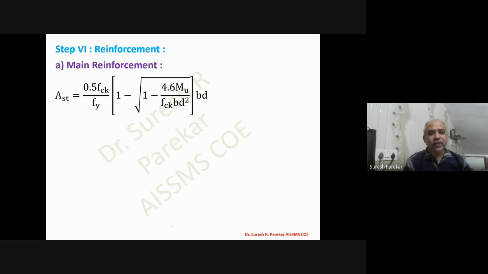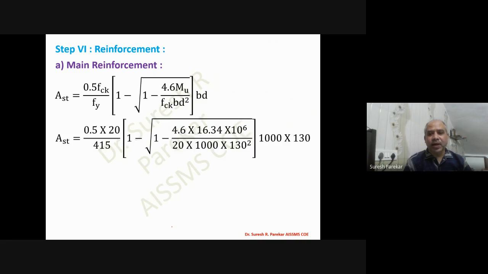Now we will substitute the values. We know fck, we know fy, we know Mu, we know fck b d. So we will put all these values, and that gives me a value equal to 370.18 millimeter square. And now we have this value, d we got as 130 (small d), and Mu we have 16.34. So by substituting these values, Ast we will get is 370.18 millimeter square.